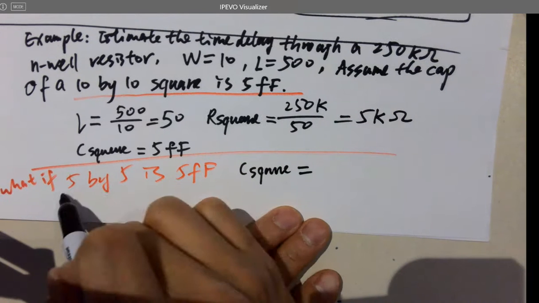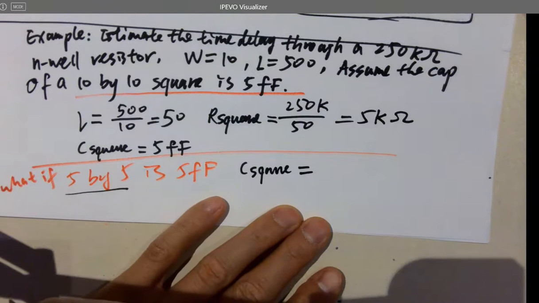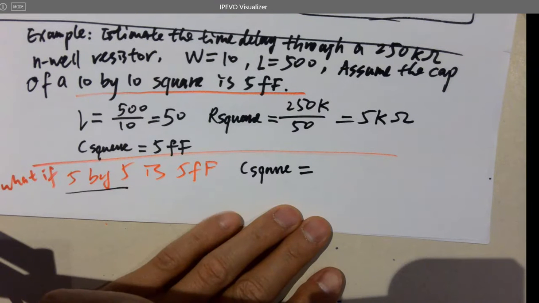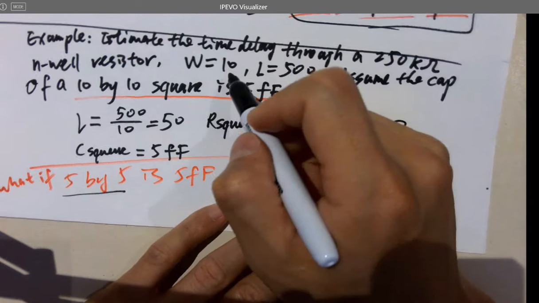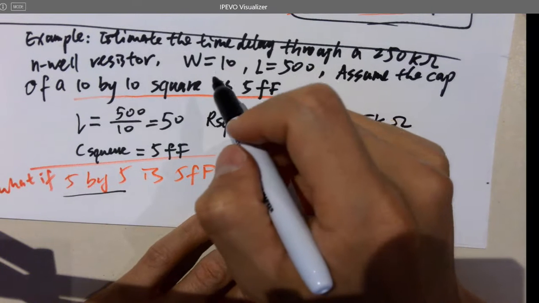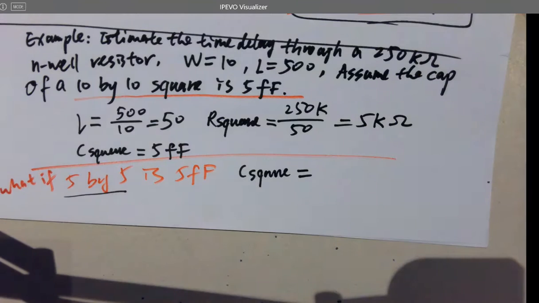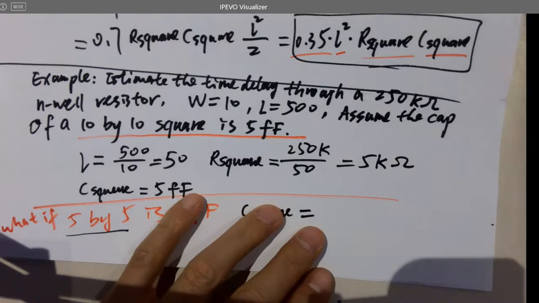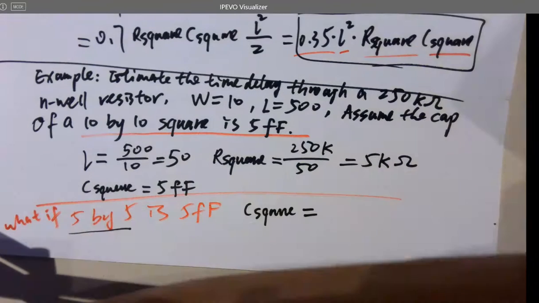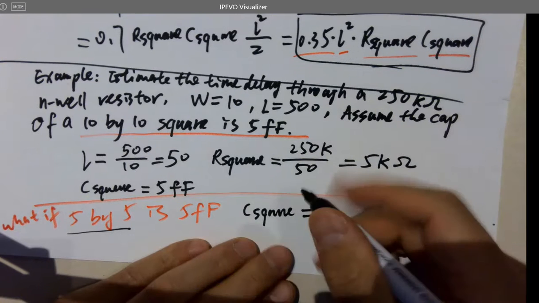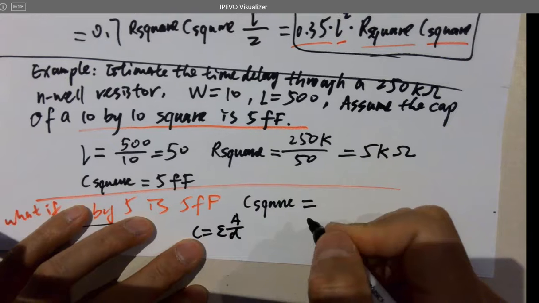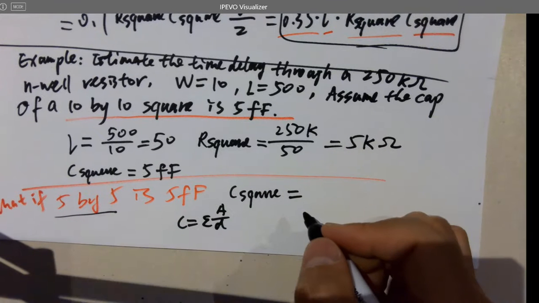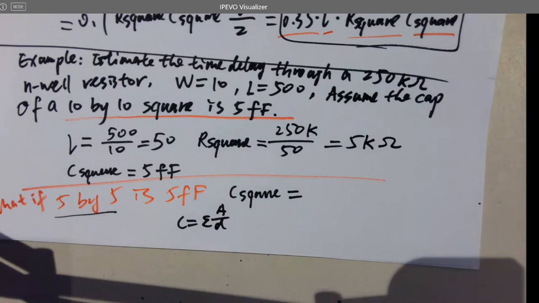Do you want to use the C square here or here? We are calculating the time delay for the N well, and the N well has a width of 10. So you want to use a C square of 10 because larger area has a larger cap. So C equals to, and D is not changing because that's something in the wafer. It's not changing. It's already there, doped.